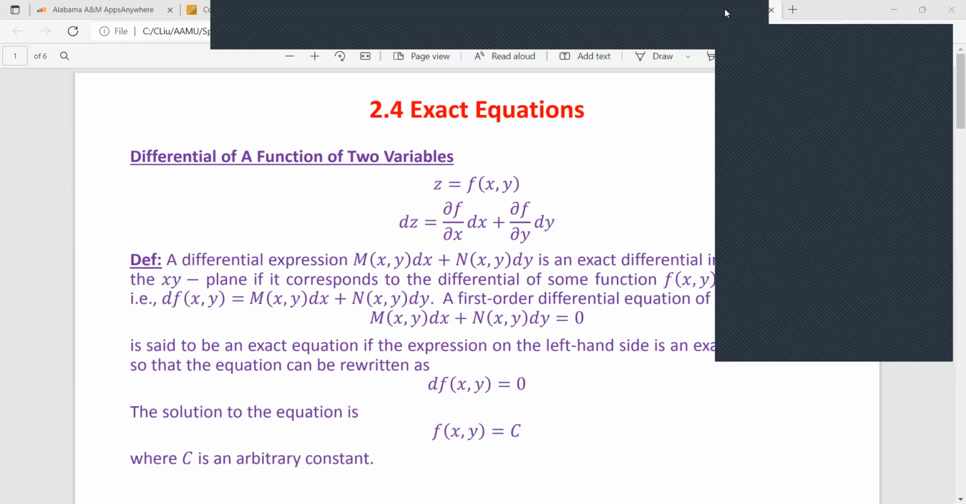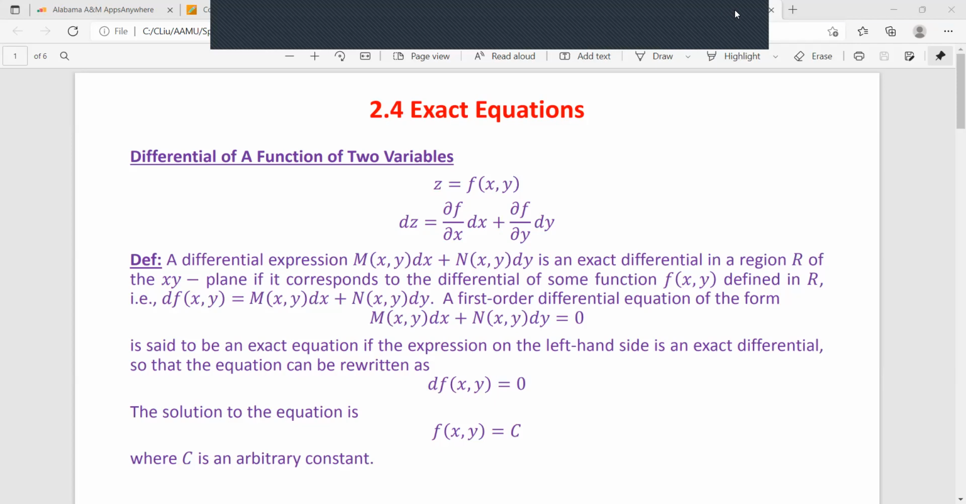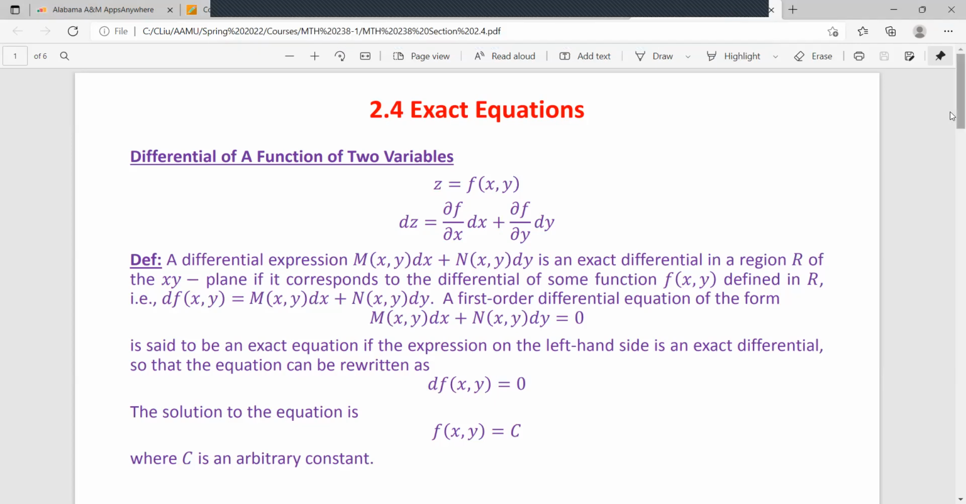Okay, so today we're going to talk about the exact equations. We talked about the linear equations in 2.3. We got some formulas to solve linear equations. A first order linear differential equation can be solved completely analytically using the integrating factor.